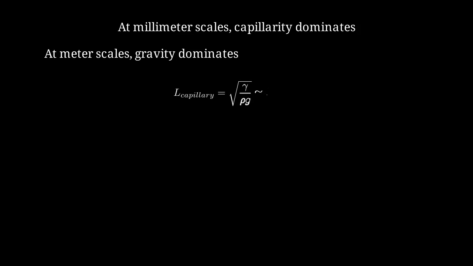The characteristic capillary length is the square root of gamma divided by rho g, where rho is density and g is gravitational acceleration. For water, this is about 2.7 millimeters, defining the crossover scale.